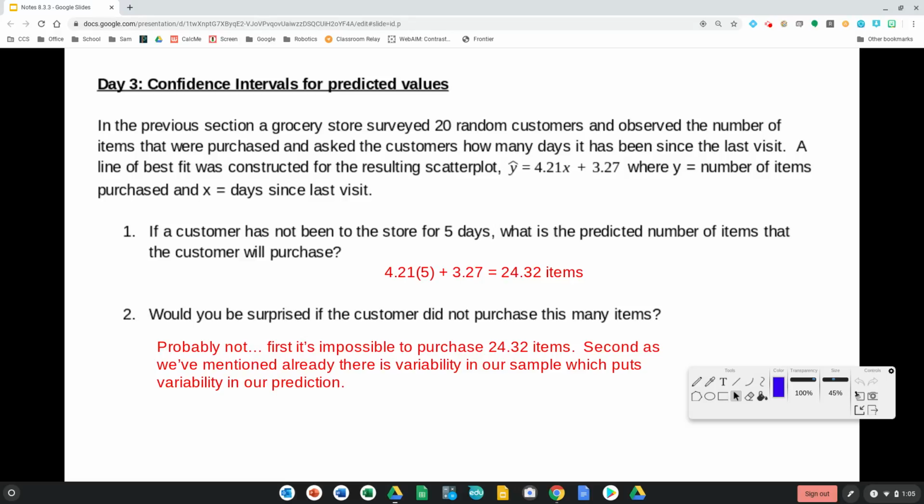So what we want to do today is put together a confidence interval where we could say we're 80% confident, 90% confident, 95% confident that the range of items that they purchase would be within this interval. And so that's what we're going to be looking at today.